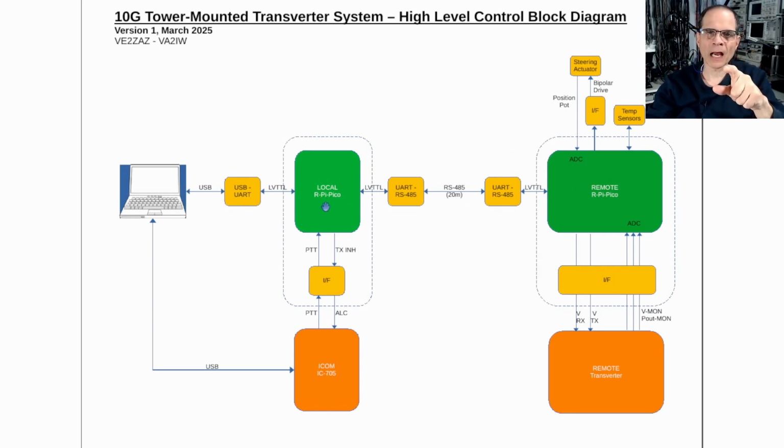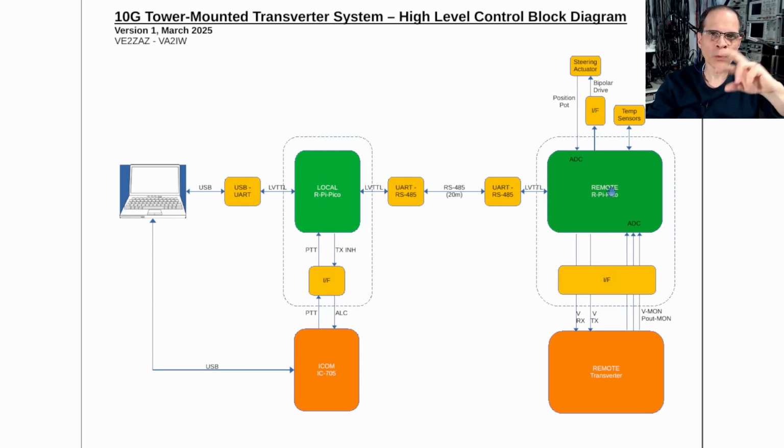So that's how this guy will know when it's time to let the ICOM 705 transmit, for example. It will receive a message from the remote saying, okay, go ahead, I'm ready. And then when this guy goes into receive, it will tell the remote guy, okay, going into receive, and this guy will transition the various signals to go into receive.